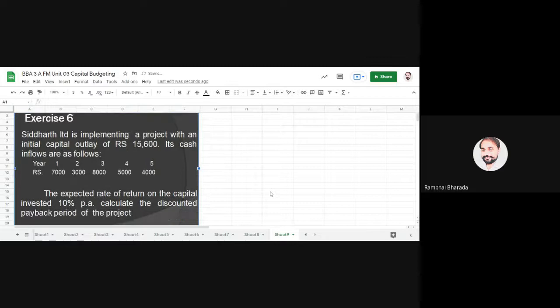Look at exercise number 6. Siddharth Limited is implementing a project with an initial capital outlay of 15,600. Its cash inflows from the first year to the fifth year are 7,000, 3,000, 8,000, 5,000, 4,000. Now, my question to you: is the profit or cash flow the same every year? No, it's not equal, it's not constant. It means we need to use the second formula for payback period.